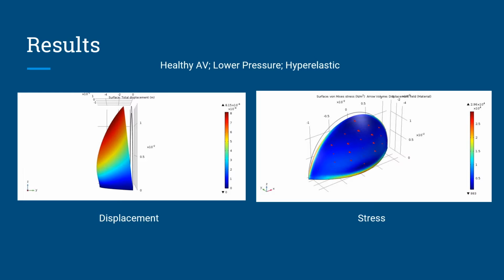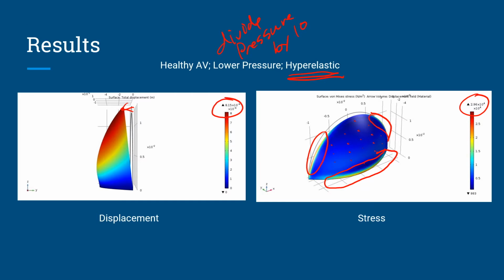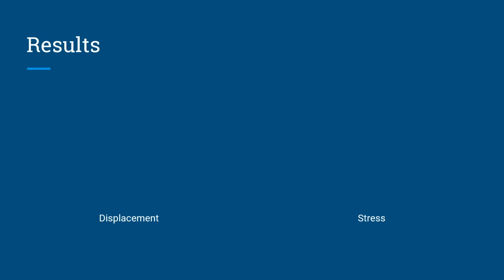Now, on these next slides, you can see the healthy and calcified aortic valves under a lower pressure, which was a factor of 10 less than diastolic in this case, and they also had hyperelastic material properties. First off, for the healthy aortic valve, the stress is concentrated at the base of the attached side of the leaflet and the sides, all on the ventricular side of the leaflet. The maximum stress value was about 2.96 times 10 to the 4th pascals at the base and side locations, and the maximum displacement the valve undergoes in this situation is about 0.815 millimeters.